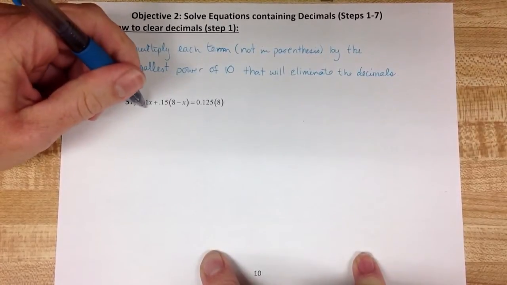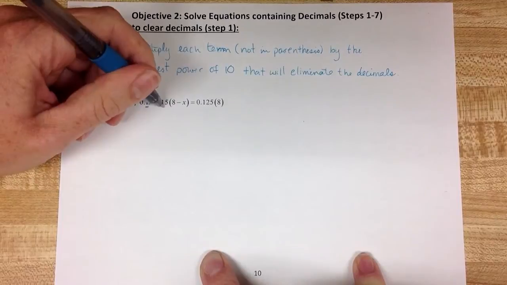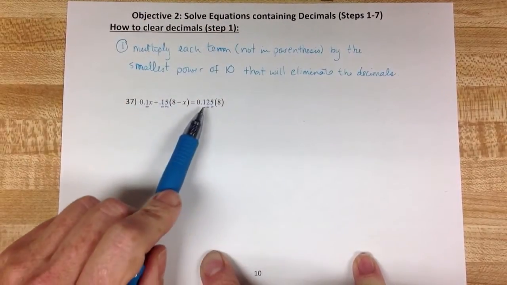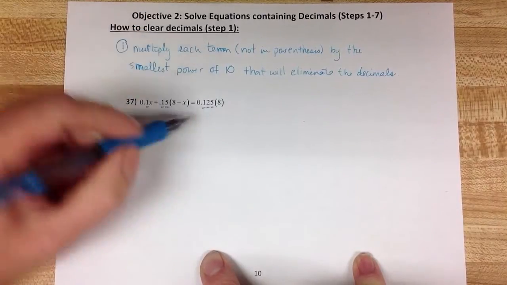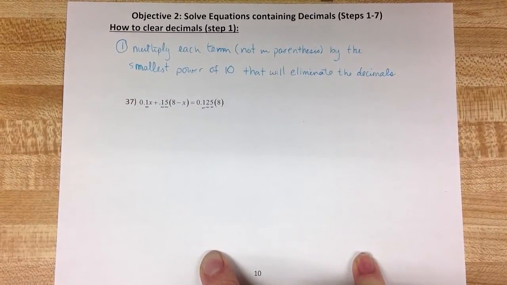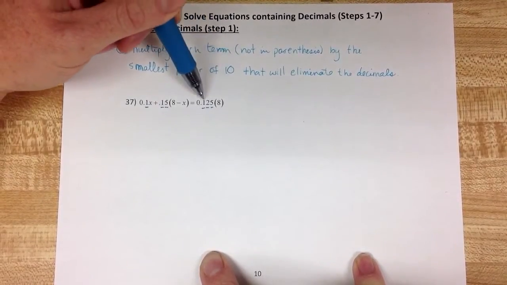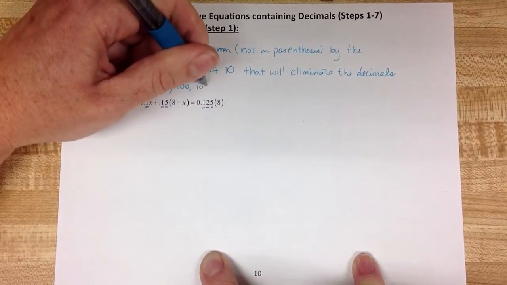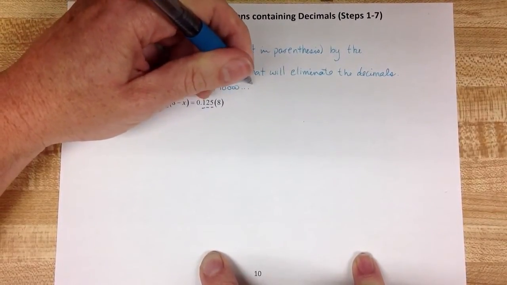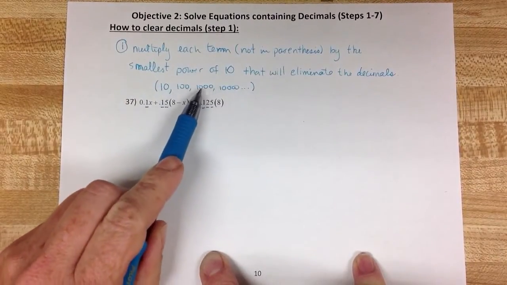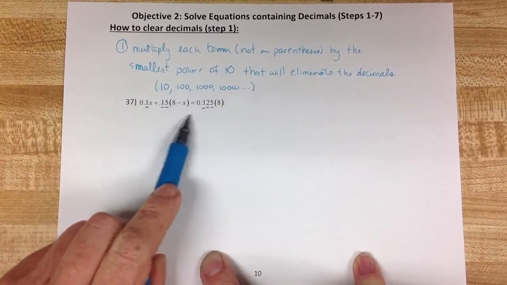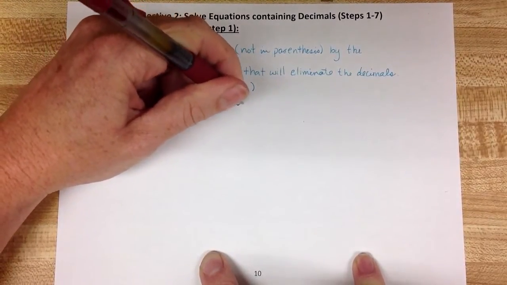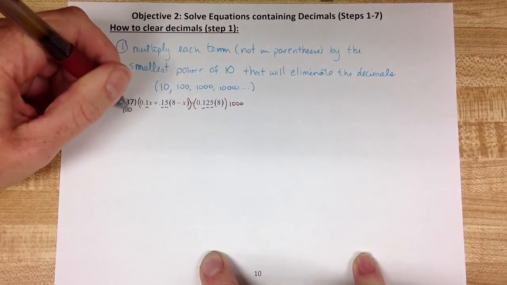So when I look at this term, I have one decimal place in my first term, two decimal places in this term, and three decimal places in this term. Since this one has my largest number of decimal places, it's going to dictate which power of 10 I use to multiply this equation. Powers of 10 are things like 10, 100, 1,000, 10,000, etc. Multiplying both sides of this equation by 1,000 is the smallest power of 10 that will eliminate all decimals from the equation. So I'm going to multiply both sides of this equation by 1,000.